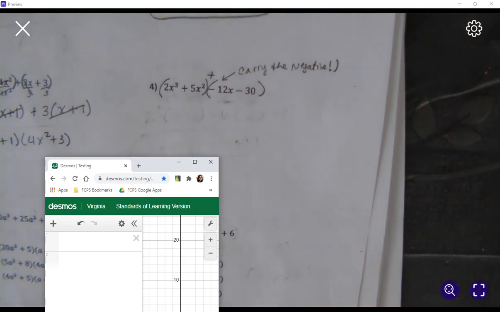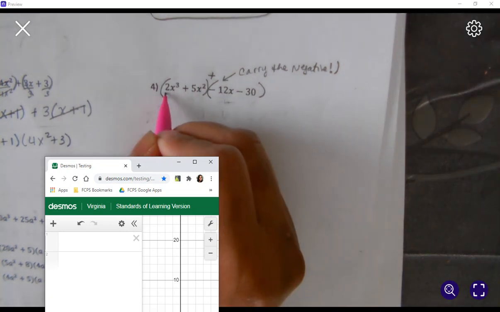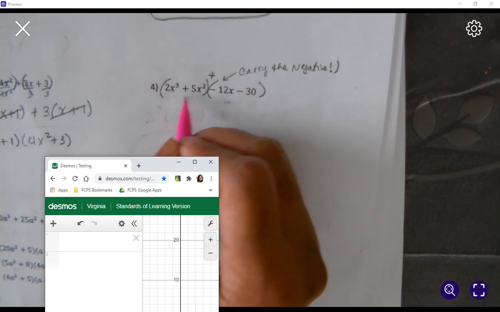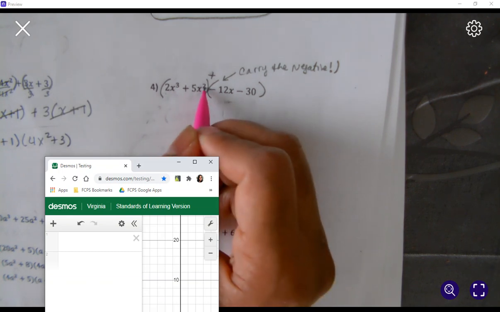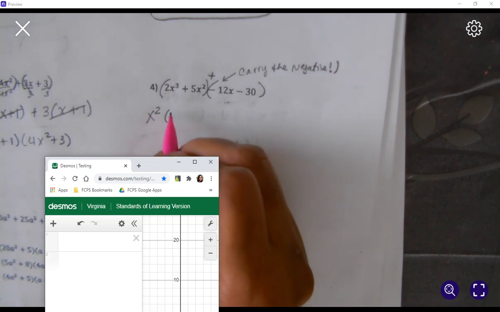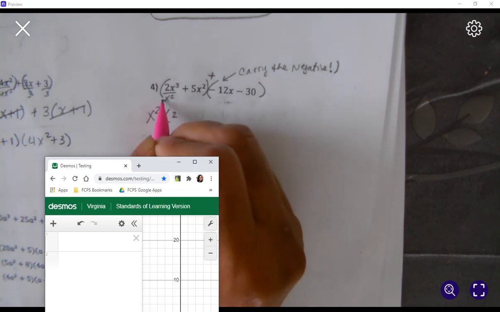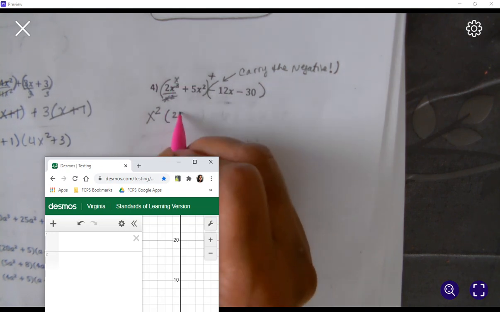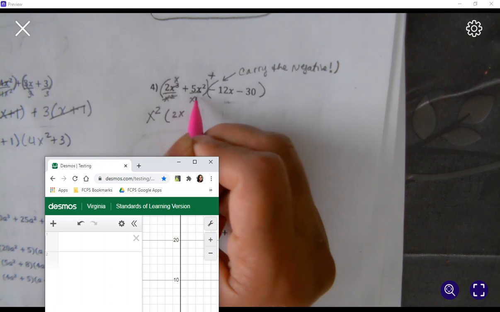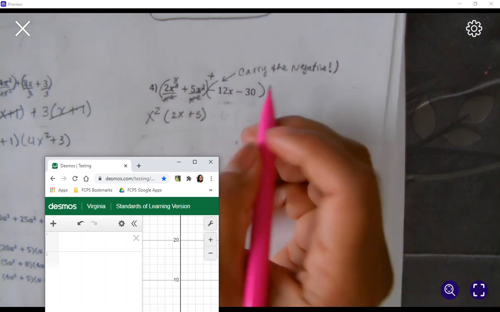And then what I'm going to do is I am going to factor out the group 1. So there's nothing common between 2 and 5, but there is an x cubed and an x squared, so the most I can take out is an x squared. So if I divide by x squared, that is 2x plus 5.